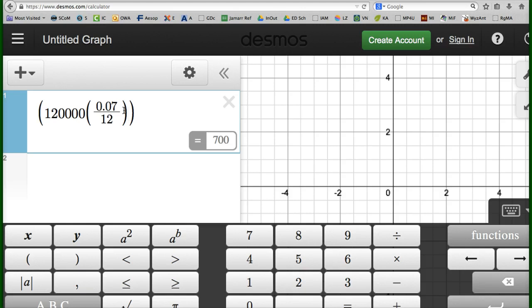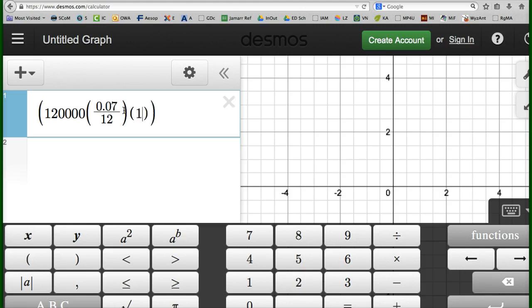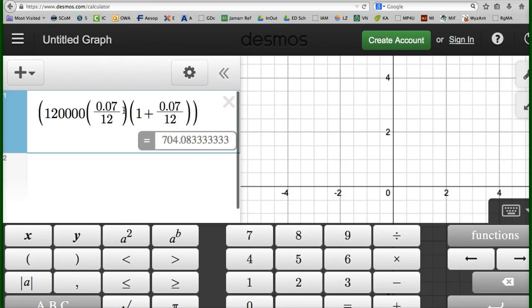Someone's going to have to tell me that I keep getting everything right, because this formula is really important. 0.07 divided by 12 again. Now, why do I keep dividing by 12? Because we're paying monthly payments.